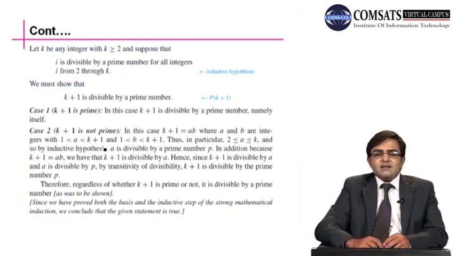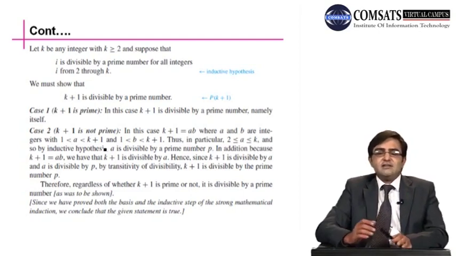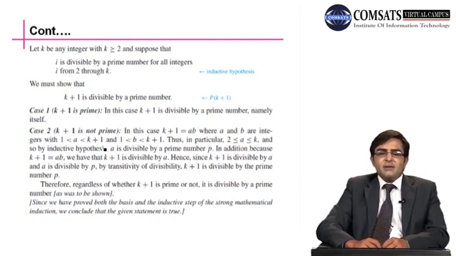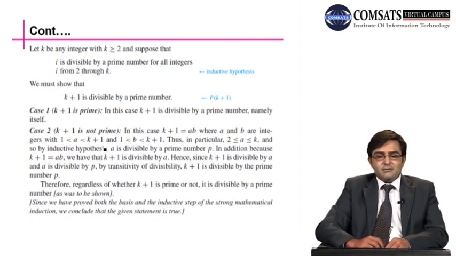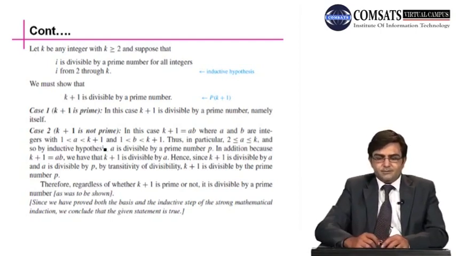So let k be any integer with k greater than or equal to 2, and suppose that i is divisible by a prime number for all integers i from 2 through k. We have supposed that this is true, and this is our inductive hypothesis. We must show that k plus 1 is divisible by a prime number. So we have two cases here again. If k plus 1 is prime, then k plus 1 divides k plus 1, and we are done, because k plus 1 is divisible by some prime number.